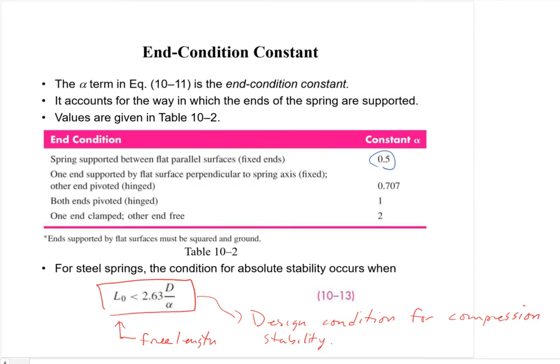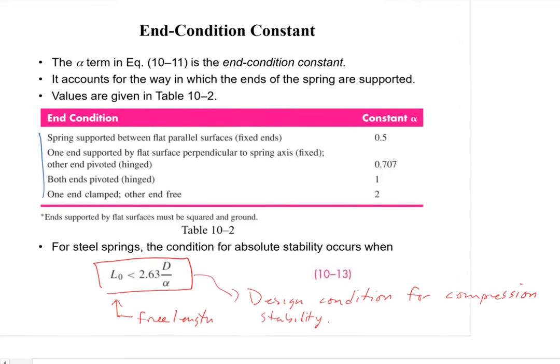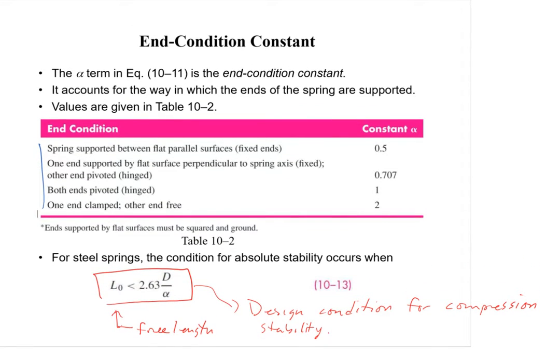From the way I'm looking at it, they could have picked... they didn't say the spring was supported between two flat parallel surfaces. They never made mention of that in the problem. So you could have assumed any of these in example 10.2. So I think they're just picking the least conservative. This would be the least conservative here.